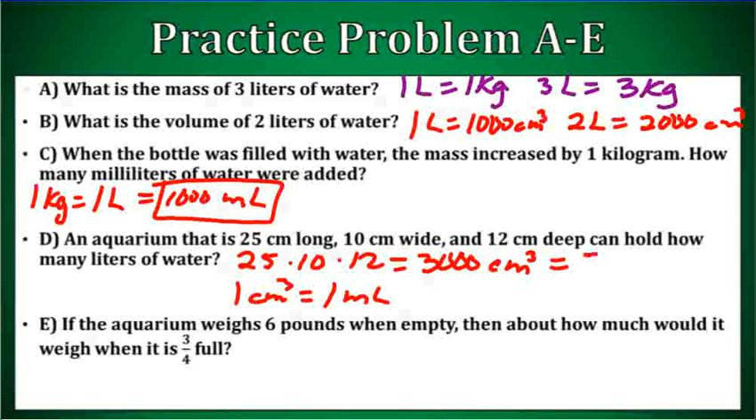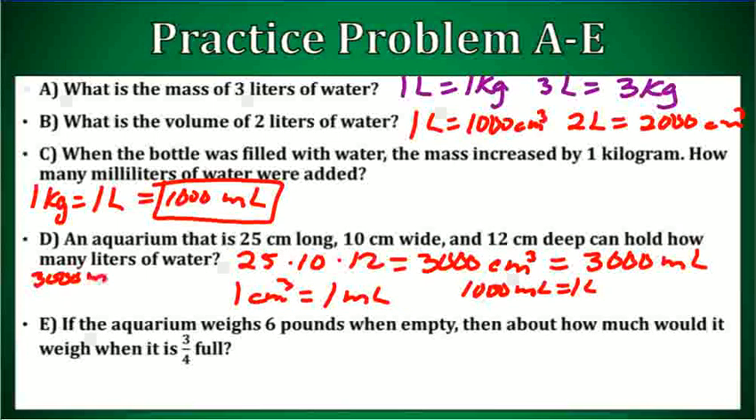So if we have 3,000 cubic centimeters, this would be the same thing as saying I have 3,000 milliliters, and since there are 1,000 milliliters in 1 liter, I can take my 3,000 milliliters divided by 1,000 milliliters, because this is 1 liter. Milliliters divide out, 1,000 divides out, and I'm left with 3 liters.